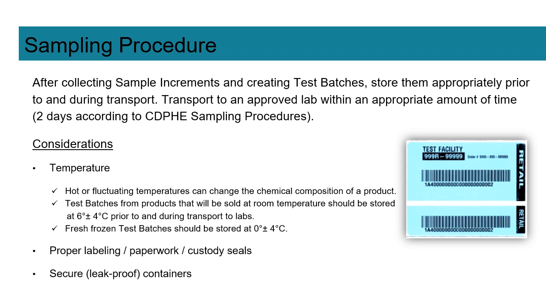Things to consider. First, temperature. Hot or fluctuating temperatures can change the chemical composition of a product. Test batches from products that will be sold at room temperature should be stored at 6 degrees plus or minus 4 degrees Celsius prior to and during transport to labs. Fresh frozen test batches should be stored at 0 degrees plus or minus 4 degrees Celsius.